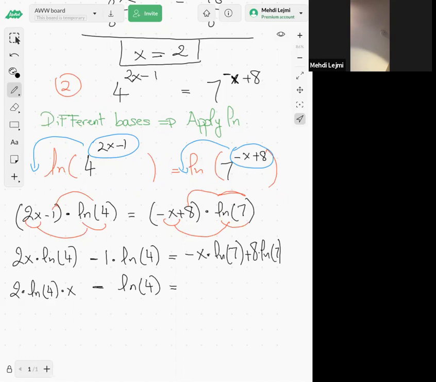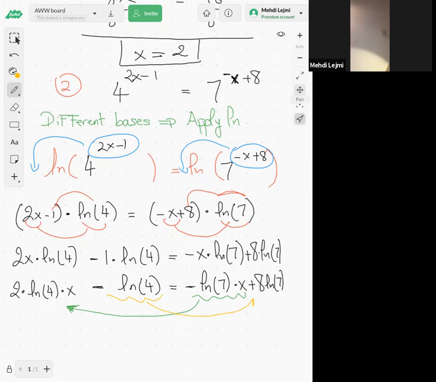The right side, it's minus natural log of 7, and I'm going to just move the x in the last position, plus 8 natural log of 7. Now, the idea, guys, we said we have to move all the x's on one side and everything else to the right side. So this is minus natural log of 7 times x. I'm going to move it to the left side, and then there's this natural log of 4. There's no x in here, that's just natural log of 4. I'm going to move it to the right side.